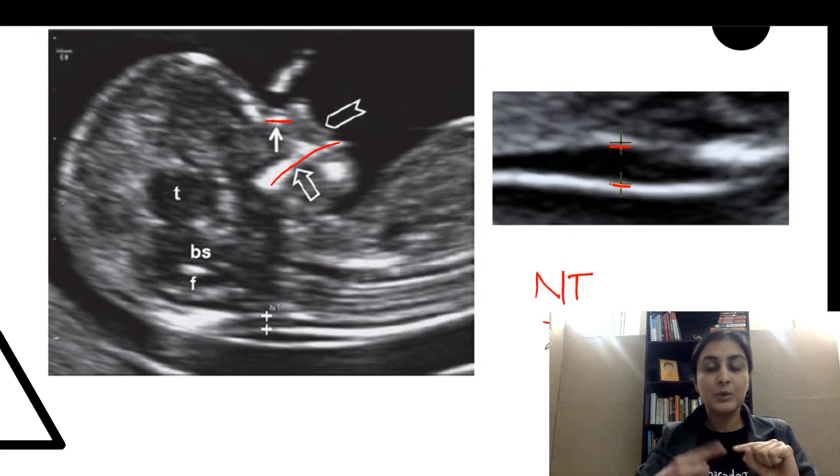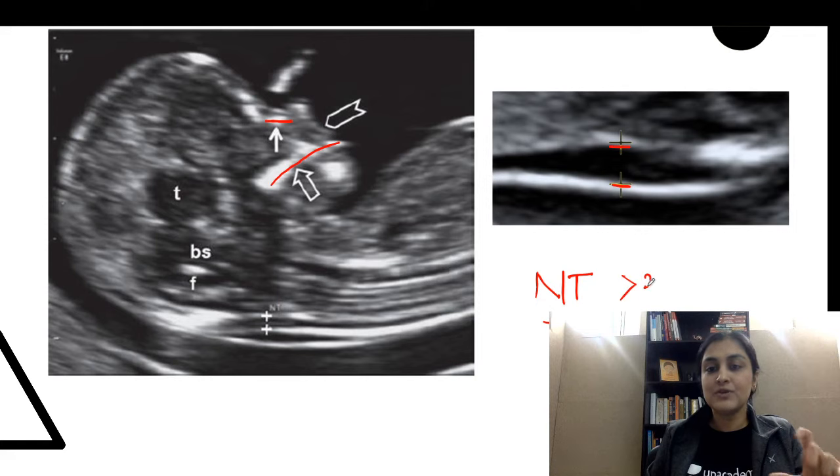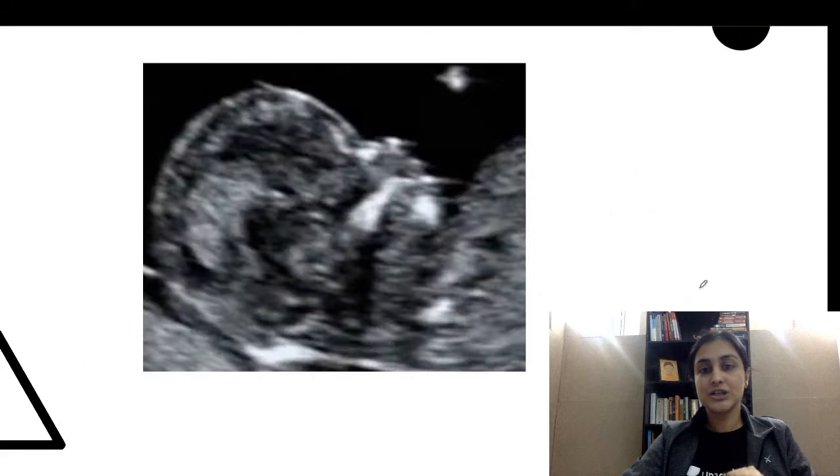Again, this will vary with the period of gestation, what we consider the upper limit. But remember that as a general rule, anything which is more than 3 millimeters is abnormal. Alright, so nuchal translucency more than 3 mm is a bad prognostic sign, and the baby needs to be worked up for any aneuploidy. Alright, so this is NT.